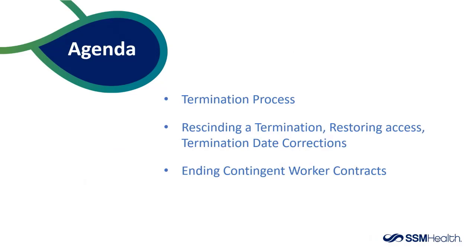All right, so our agenda today, we're going to just jump right in and walk through the termination process. We'll talk about what it means to rescind a termination, how to restore access. We'll look at situations where termination dates need to be corrected, and then talk about ending contingent worker contracts, because that seems to get a little confused with the termination process. So I'm going to hand this over to Laura.